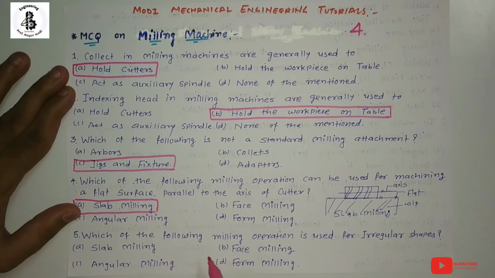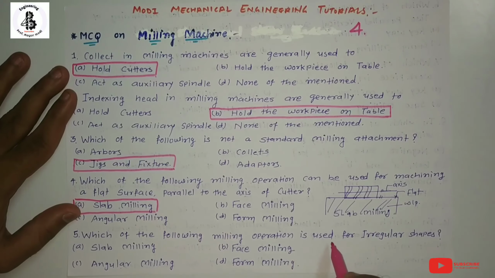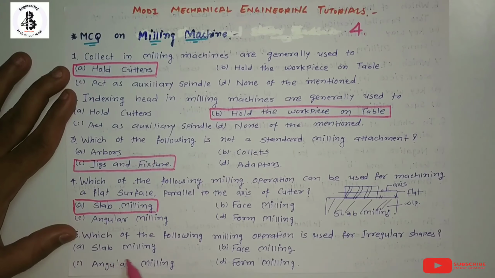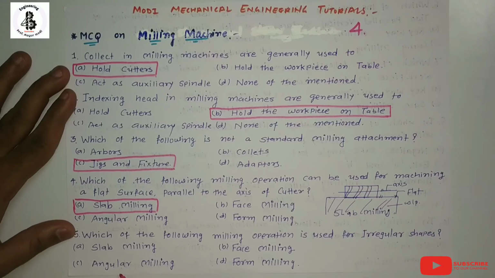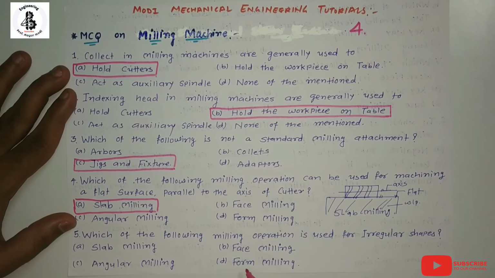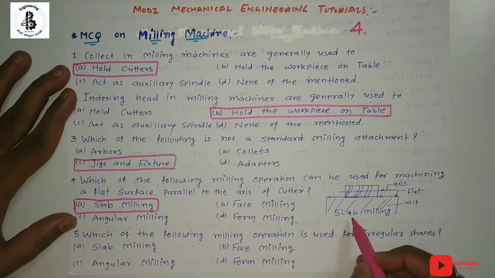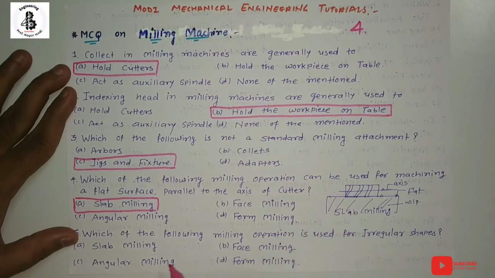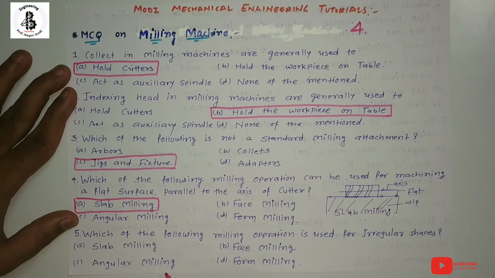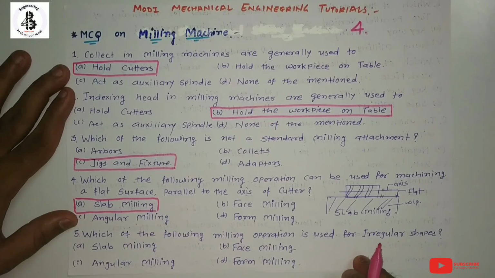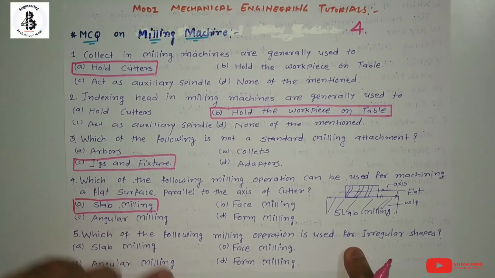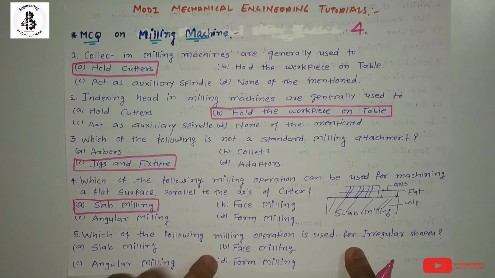Which of the following milling operations is used for irregular shapes? Option A, slab milling; option B, face milling; option C, angular milling; and option D, form milling. As we already discussed, slab milling is used to make flat surfaces, and angular milling is used to make angular slots. A form milling cutter is used for making irregular shapes.